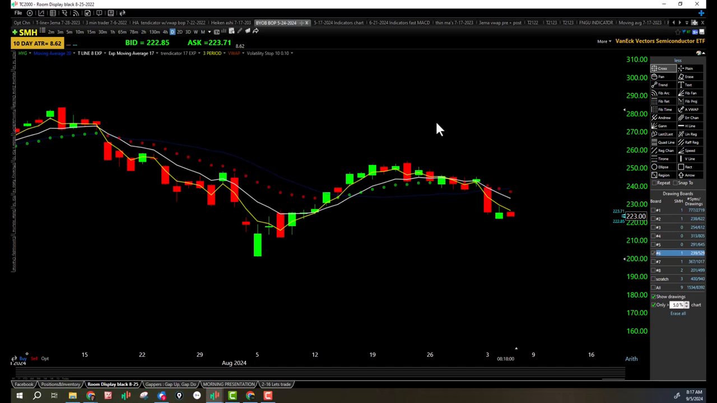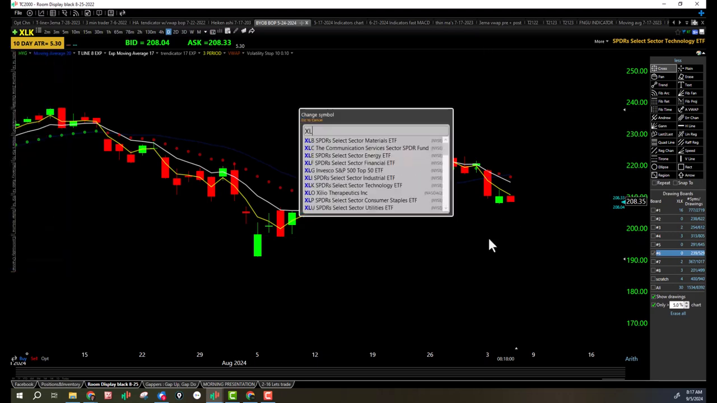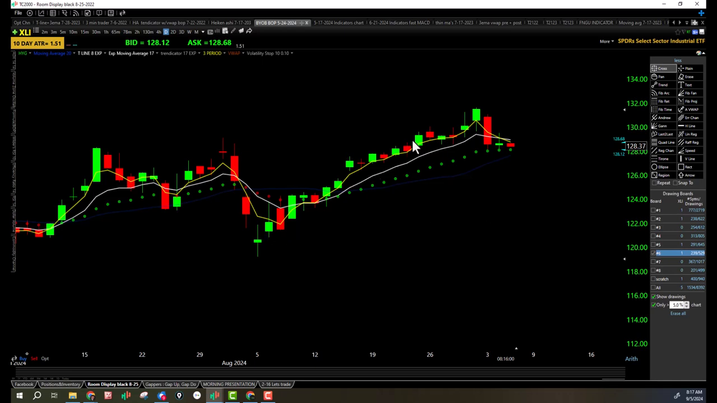SMH was our semiconductors. XLK is our technology sector, looking exactly like SMH. You can see it moving up, took out the high. It's in an uptrend, but taking a pullback. All right, XLI. This is our industrials moving up, having a pullback. That was an all-time high for the industrials three days ago, right there. They're in an uptrend. Why? They made higher highs. Here's a high, they made a higher high. They're still in the uptrend till they take out this low all the way down here.